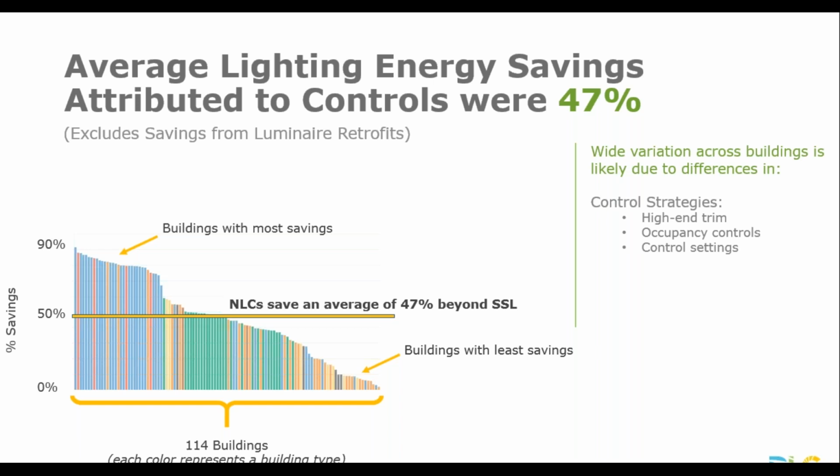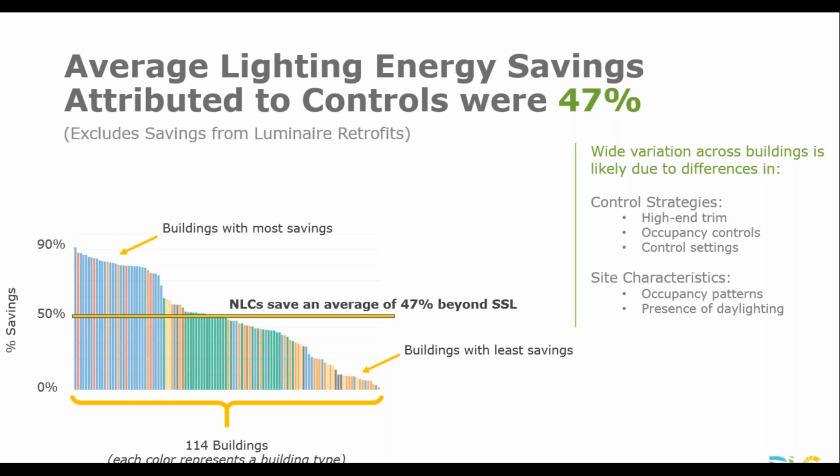So specific control strategies that may or may not be enabled at each site, such as high-end trim, occupancy controls, or even control settings. So if you have occupancy controls, for example, if you have a 5-minute occupancy timeout, it'll save a lot more energy than a 1-hour occupancy timeout.